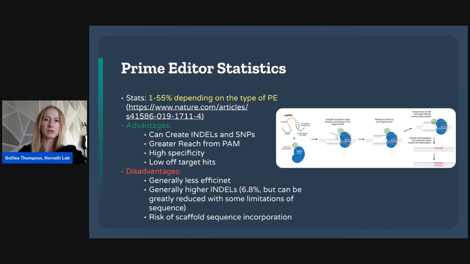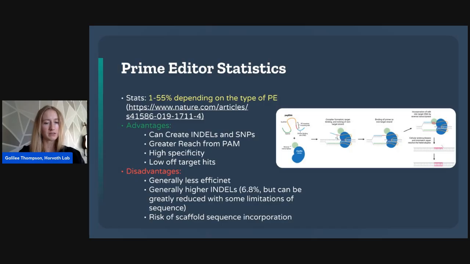So let's end with some fun stats. Prime editors currently have 55% efficiency depending on the prime editor. Their advantage is that they can create indels and SNPs, they can do successful editing, they have a greater reach from their PAM site, so the Cas9 for editing has a greater reach. It has a higher specificity and lower off-target hits. That means not making edits where edits shouldn't be.